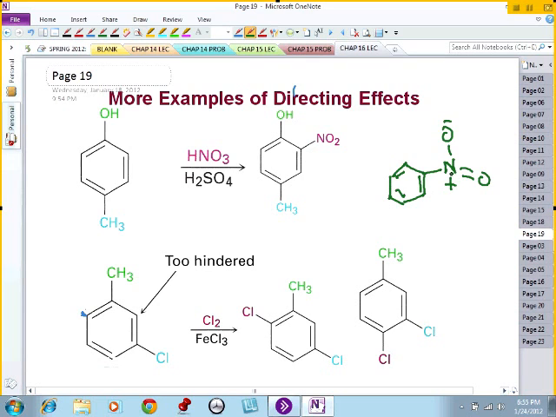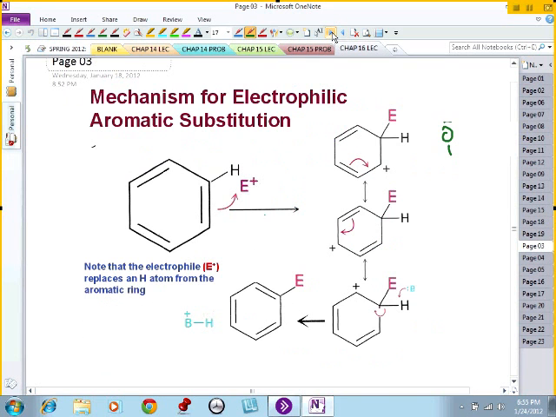The positive charge here, what is it doing? Drawing electrons away from the ring. And electrophilic aromatic substitution depends on electrons being in the benzene ring. So if you have a species that is drawing electrons away from the ring, it will slow down the reaction. Okay? So let us now go back to the reaction mechanism.